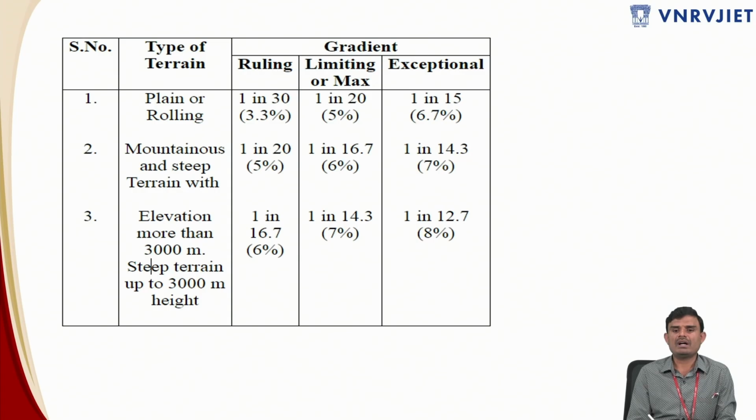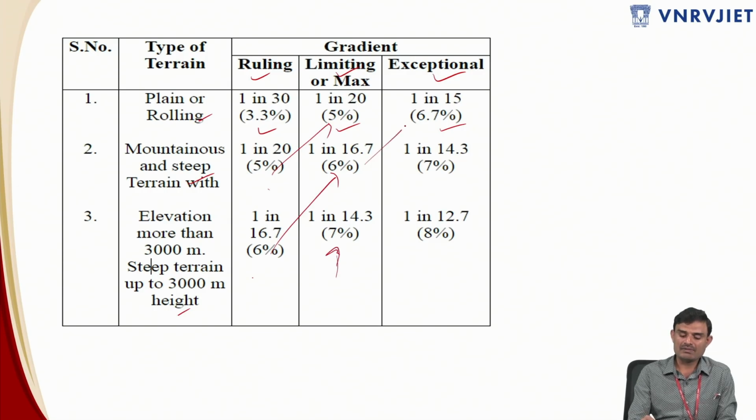And these are some of the different types of gradients over here: ruling gradient, limiting gradient, or exceptional gradient. In terms of plain terrain, you have 3.3%. And the limiting gradient for plain or rolling terrain is 5% and 6.7%. Or you can remember in this order: plain or rolling terrain, mountainous terrain, and steeper terrain. So for rolling terrain, you have 3.3, 5, 6. And this 5 will be shifting over here and this 6 will be shifting over here, and you are getting another value, 7, over here.